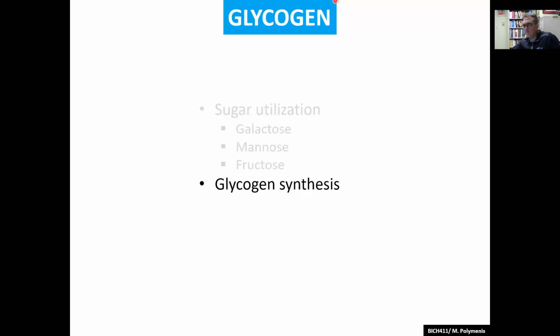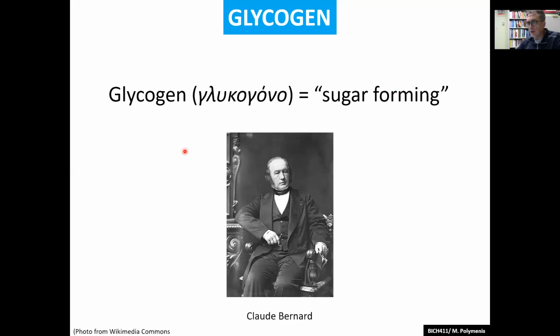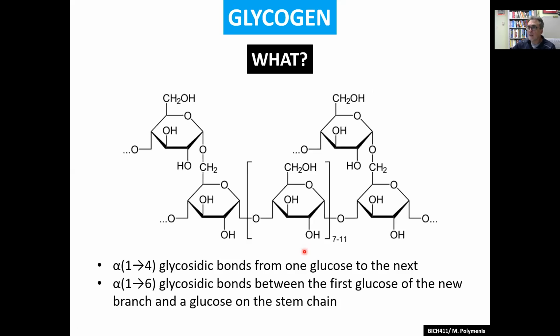Hi there. In this video, we're going to see how cells make glycogen. So glycogen is the sugar-forming compound, the one that gives rise to sugar, and it was identified by Claude Bernard some time ago. Now, what does it look like?